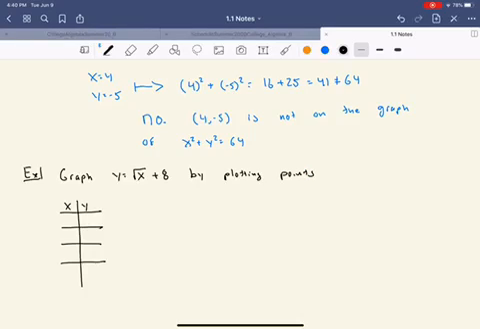Okay, so we're going to graph this by plotting some points. So let's start. Let's say x is 0, x is 1, x is 4, x is 9. Now, I chose these values because I can take the square root of these numbers.